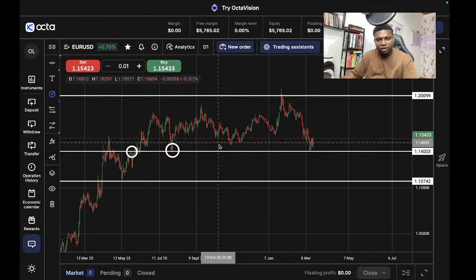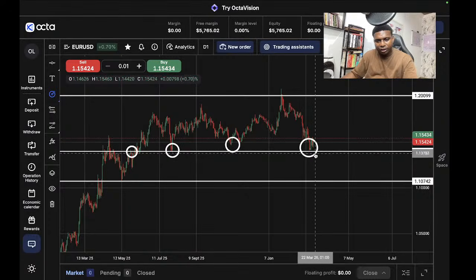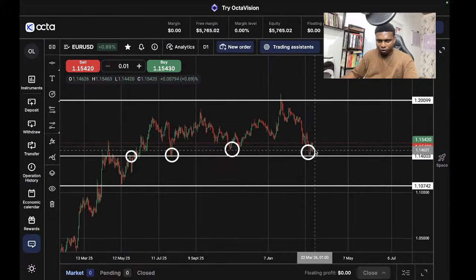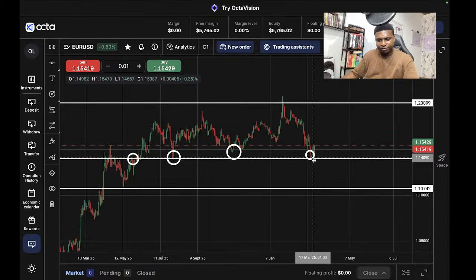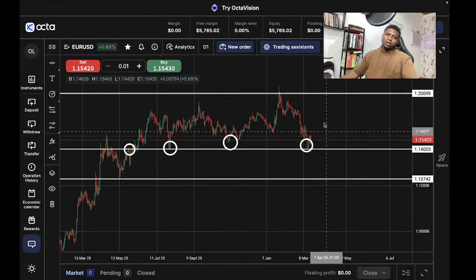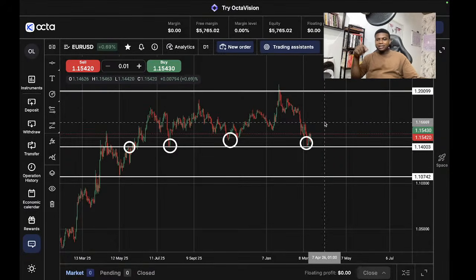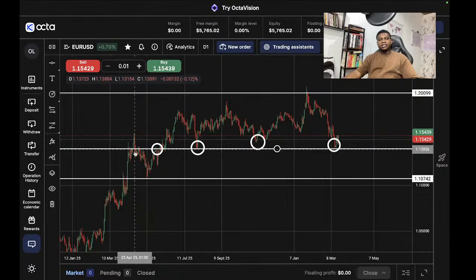Then we can also see it happen here, and here. This is a very common move with price when it's trying to test the same level of support that it turned into resistance, because this level here was previously a resistance level. After this breakout, this resistance level became a support zone.